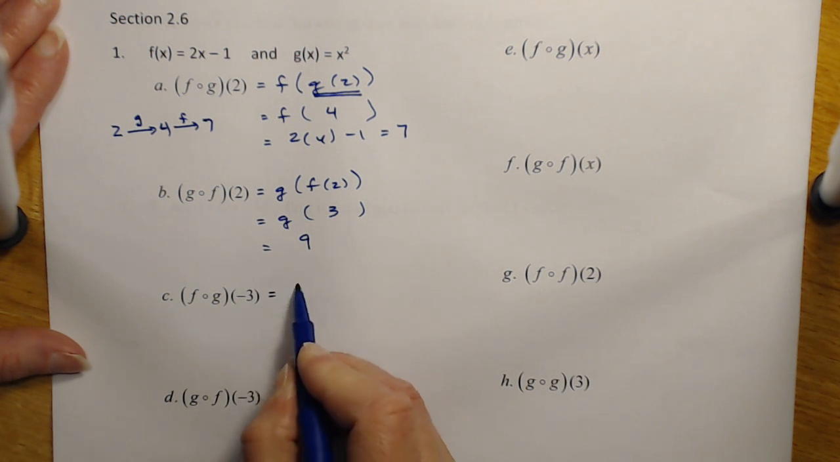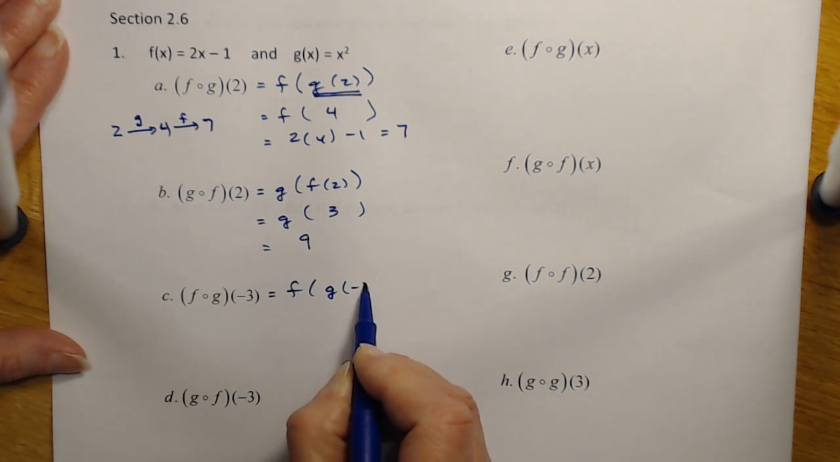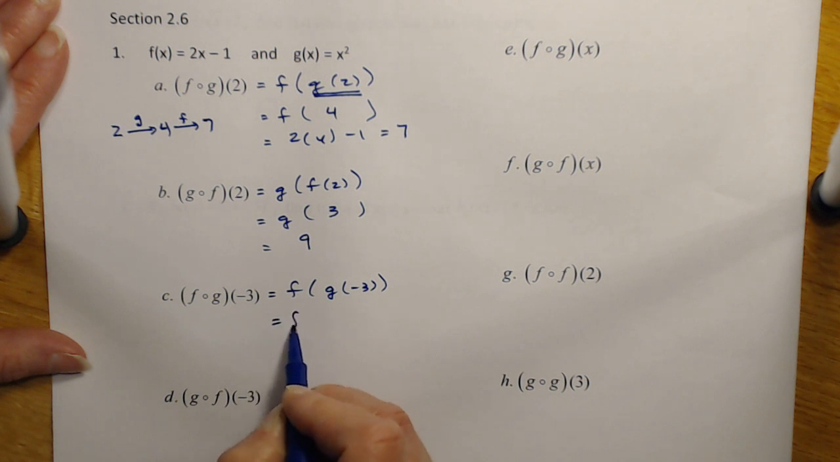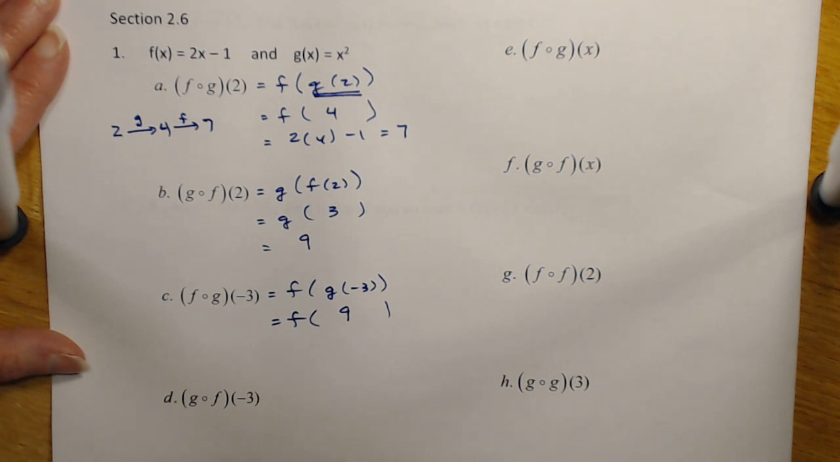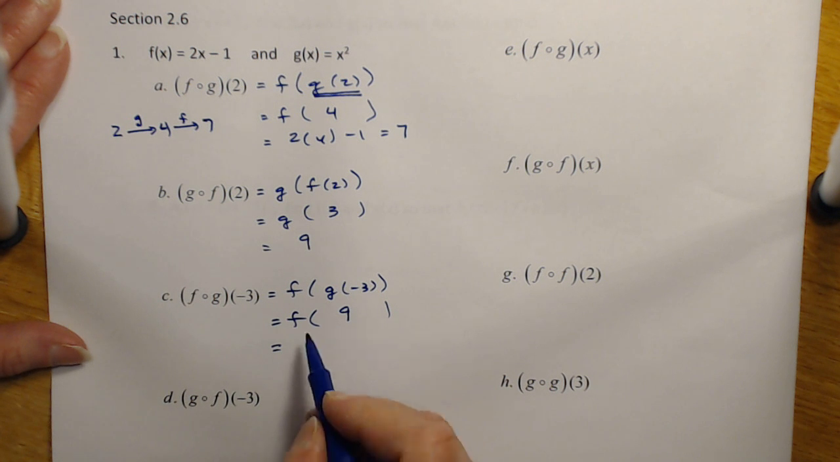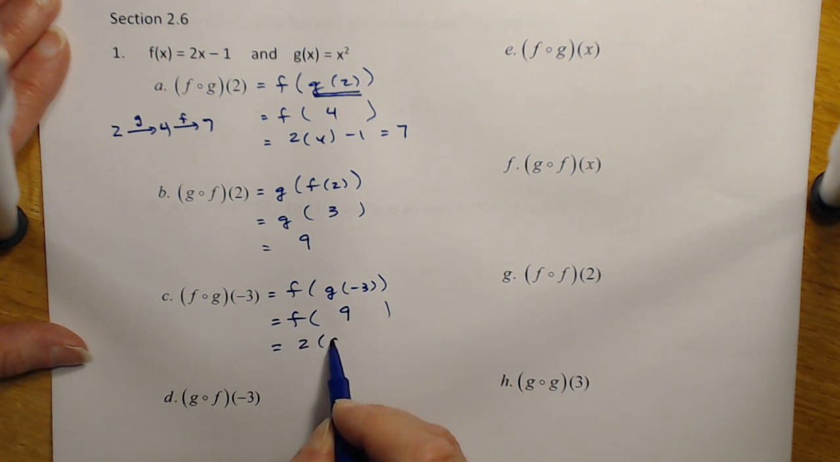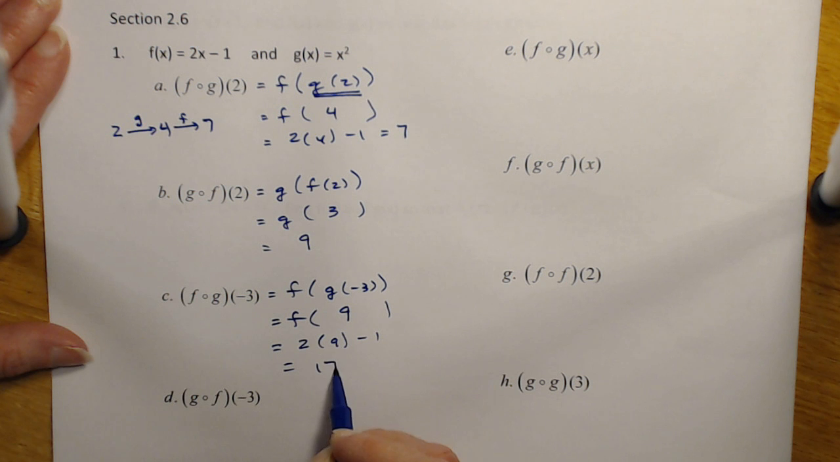Okay. Back to f of g, in this case of negative 3. So again, we do the inside function first. The g function is a slightly easier one. We're just doing the squaring function. So negative 3 squared gives you 9. Remember, the f function is double and subtract 1. So we do 2 times 9 minus 1, or 17.